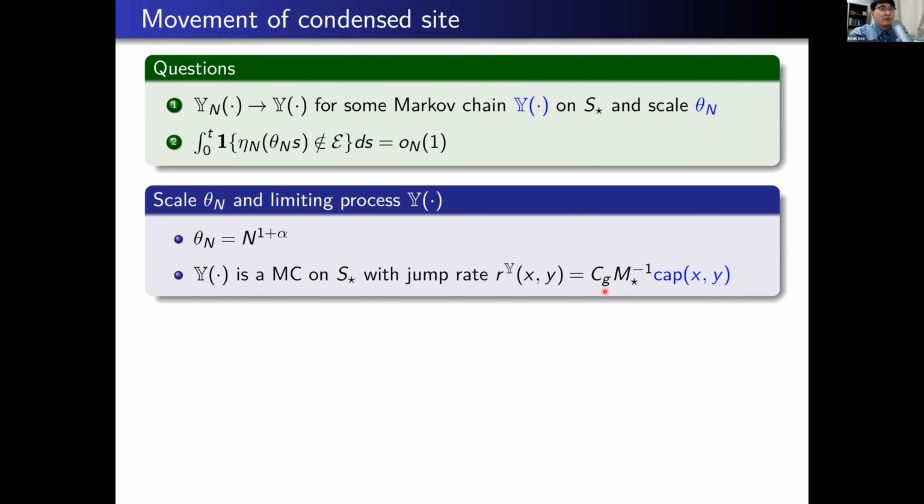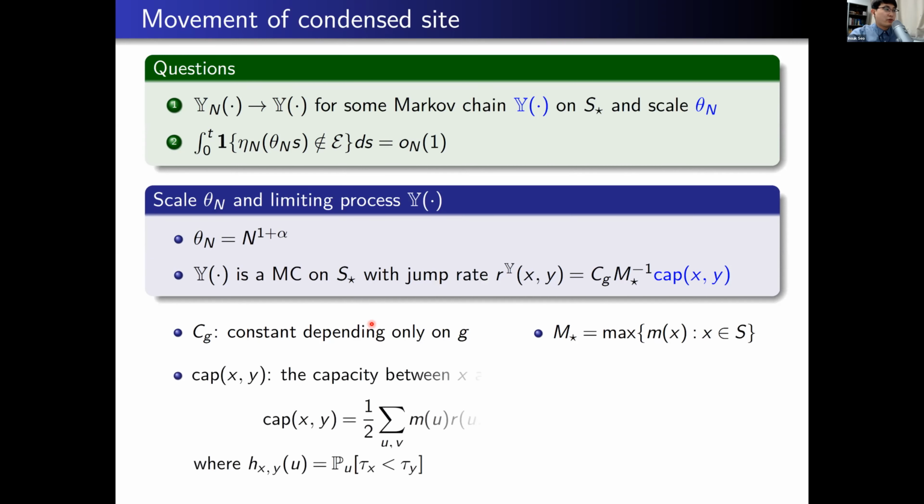Here I don't want to explain the detail, but this C_G here is a constant depending only on the function G used in the definition of the zero range process. And M star is the maximum of the invariant measure of the underlying Markov chain. They are not important. Capacity, cap(x,y), denotes the capacity between x and y with respect to the underlying Markov chain. I don't want to explain the detail about this capacity, but the important thing to remember here is that this rate is proportional to this notion of capacity.